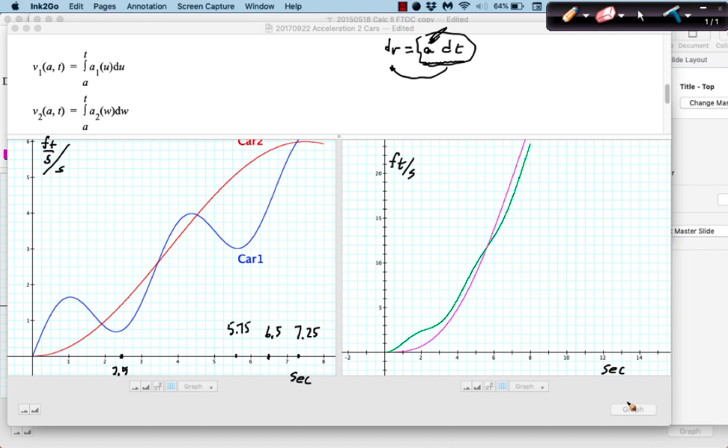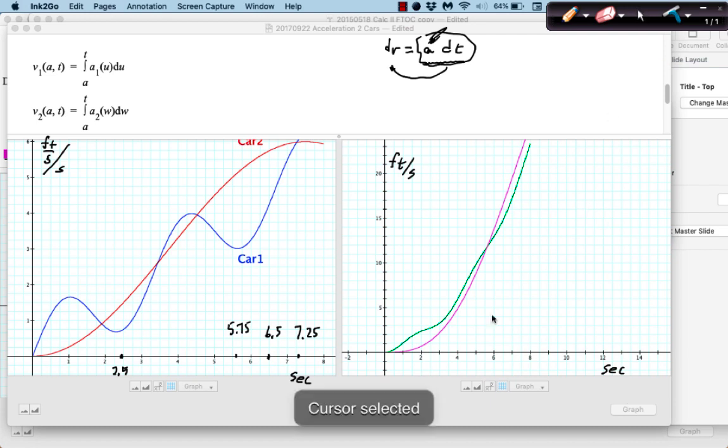Okay, which car is car 1? It's going faster in the whole beginning part, right? Because its acceleration is generally higher, so its speed is going to be higher in that first part. So car 1 is the green one, and then car 2 is the pink one, and they have the same speed.